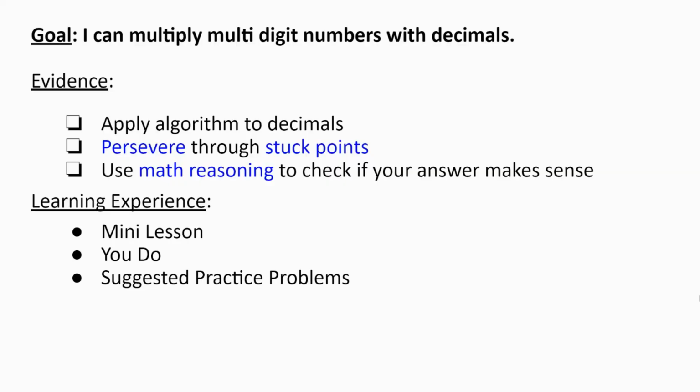Welcome to today's video. Today's goal is I can multiply multi-digit numbers with decimals, so that's what we're going to learn how to do. We're going to apply an algorithm to decimals. In terms of our evidence, we're going to persevere through any stuck points that we have, and we're going to use our math reasoning to check to make sure our answer actually makes sense. What that means, we'll get to in a sec.